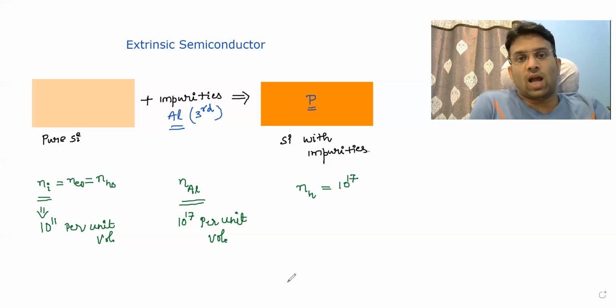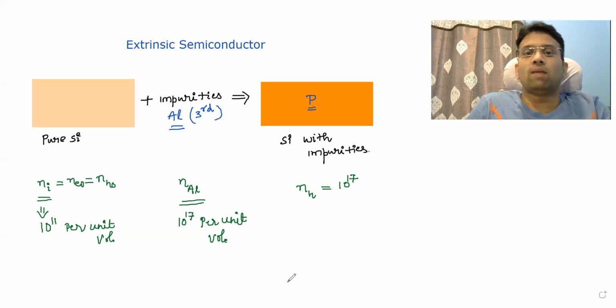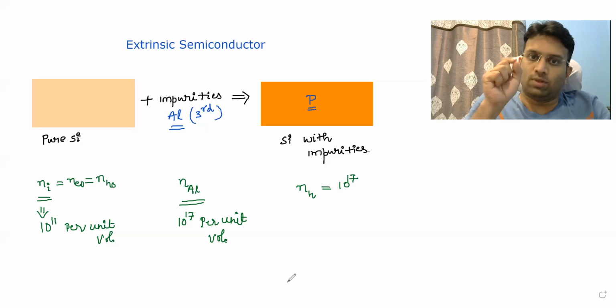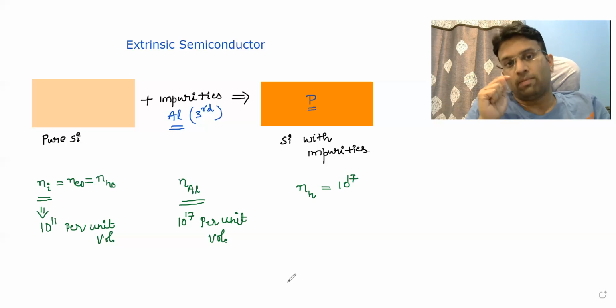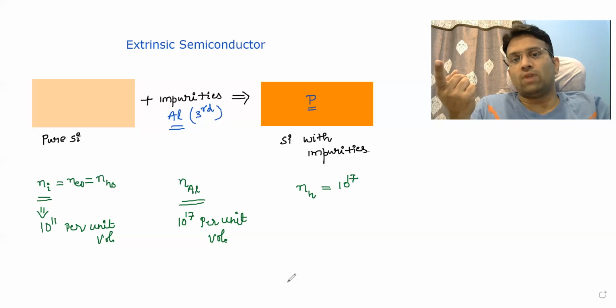similarly, when you add a 5th group element as impurity, the number of electrons in the final extrinsic semiconductor will be equal to the number of impurities that you have added. So in the extrinsic semiconductor, the number of carriers of that type, based on which impurity you add, directly depend on the number of impurities. The other carrier, how to find, we have to discuss.